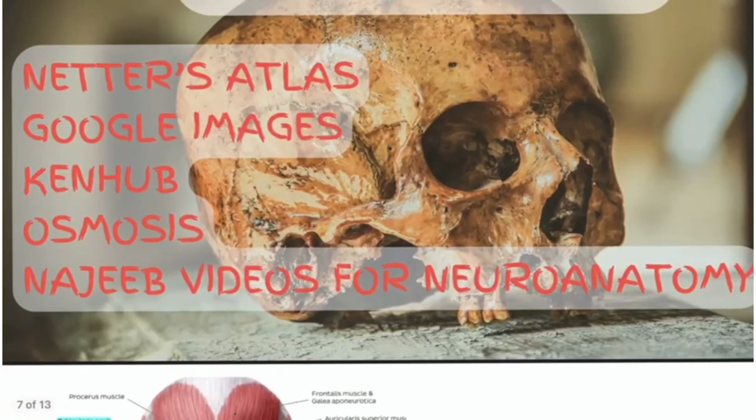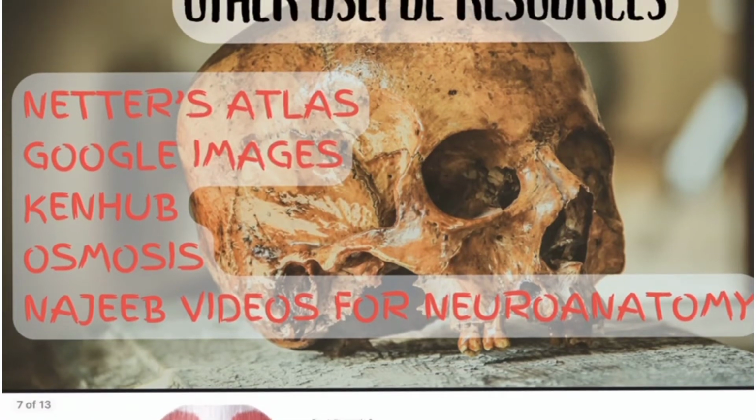And the single best resource for images is Google Images. For example, if you're studying the muscles of the head and neck, you go to Google and type head and neck muscles, and you'll get a plethora of pictures. From that, you can select and copy paste into your document, and you get the best pictures.